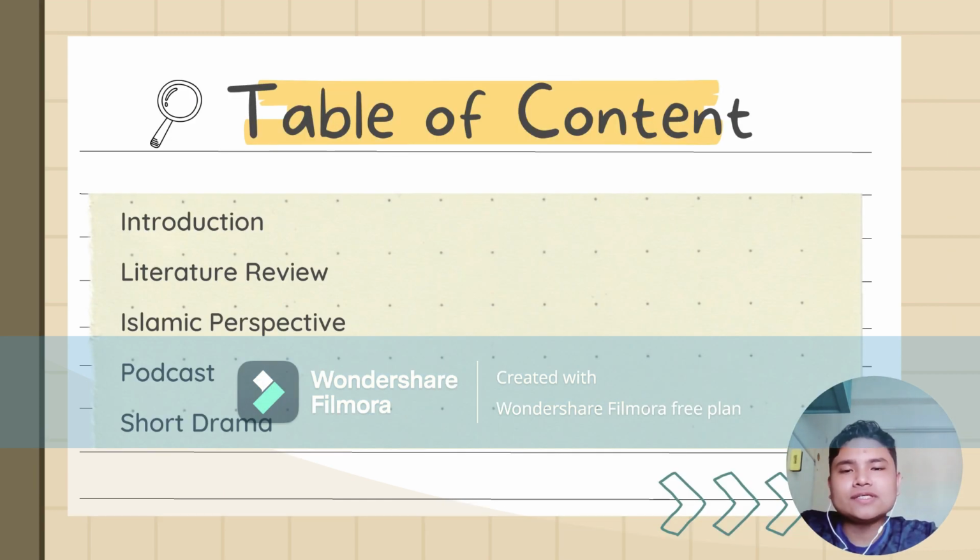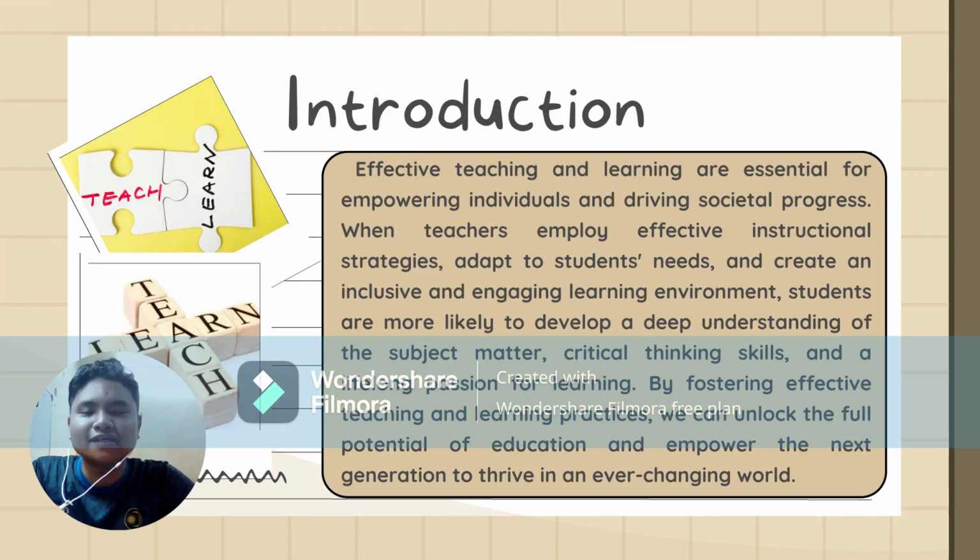Next, we will look into the table of content first. So, our group will start with an introduction briefly and also the background of the topic. Then, we will move to the literature review, and then we will move to the Islamic perspective, meaning how can we address this topic based on the Islamic perspective, and then we will have a short podcast, also a short drama or sketsa. So let us start with the introduction first.